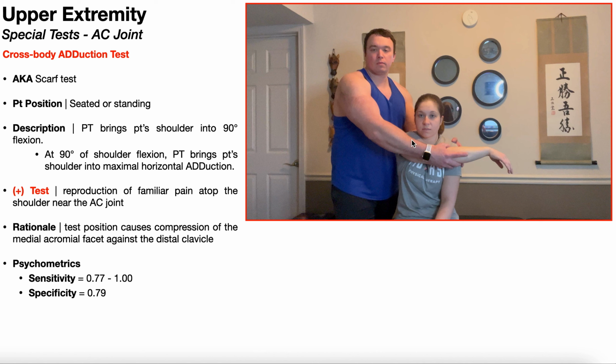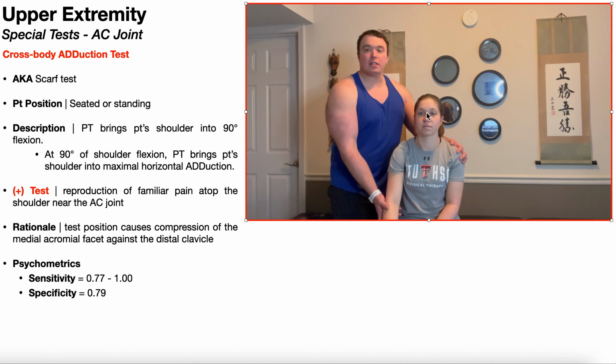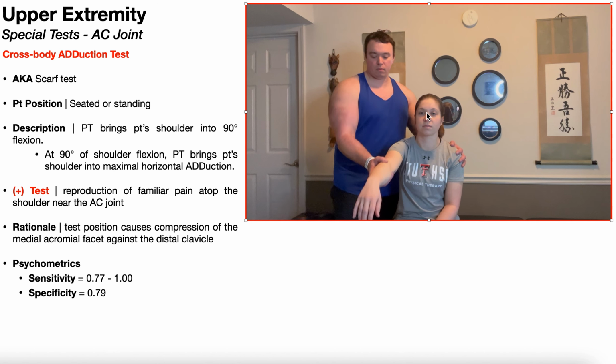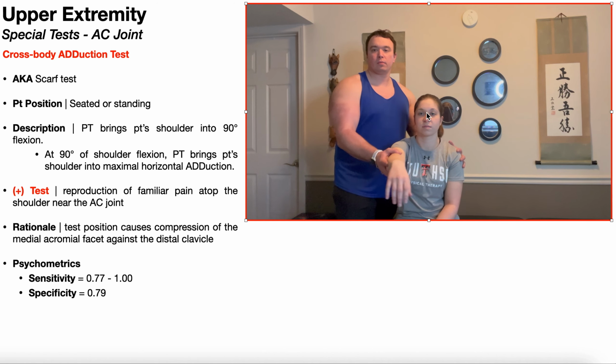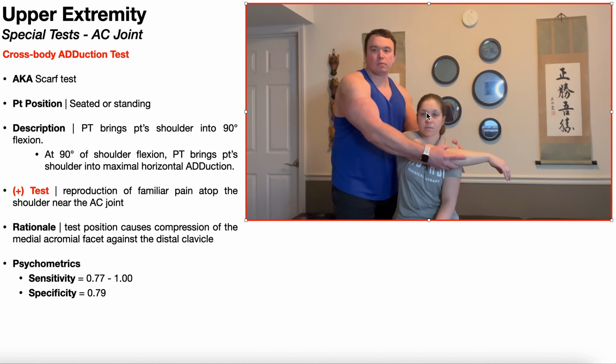And the reason that this test position provokes this familiar AC joint pain is because it causes compression of the medial acromial facet against the distal clavicle. As a standalone test, the psychometrics are not that great. The specificity is only 79%, and depending on who evaluated it, the sensitivity ranged from 77% to 100%. Let's watch this one more time. So first, bring the patient's shoulder into 90 degrees of flexion and then proceed to move it into maximal horizontal adduction. That is the test position.